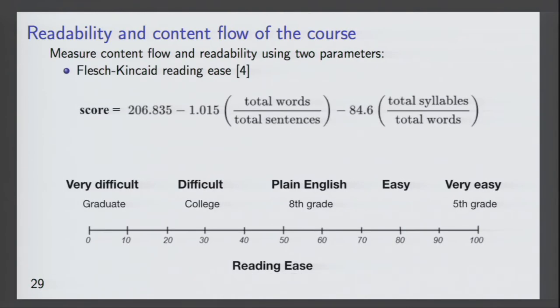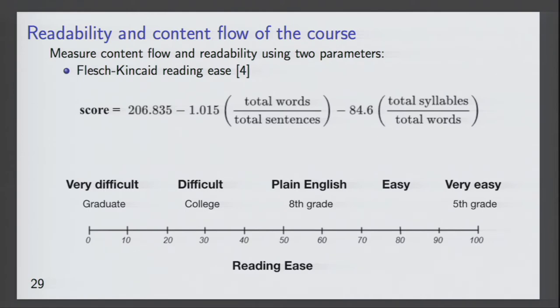So how can we apply this kind of section similarity using word embeddings to content analysis and measuring readability? We decided to use two parameters for that. One of the parameters is the Flesch-Kincaid reading ease. It's a formula widely used in educational fields even nowadays. It states how readable and how easy the text is to read.